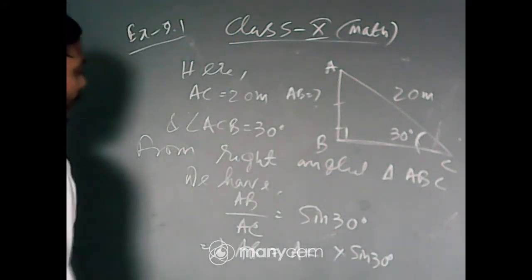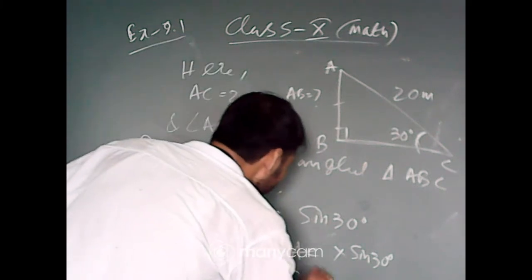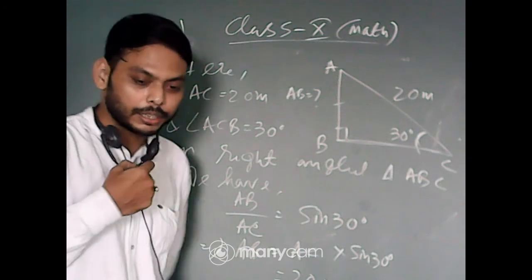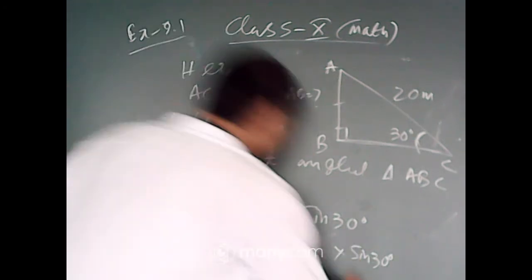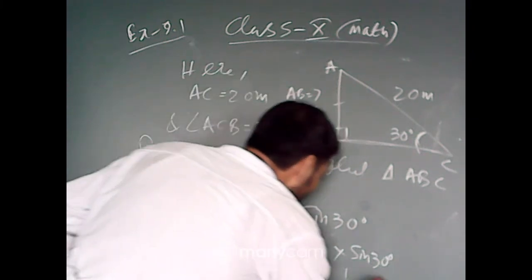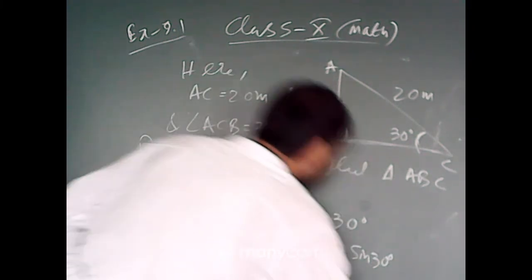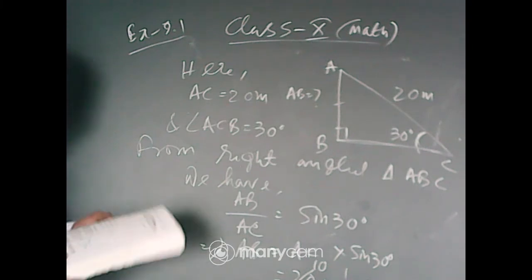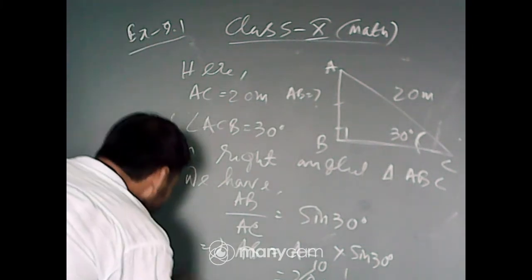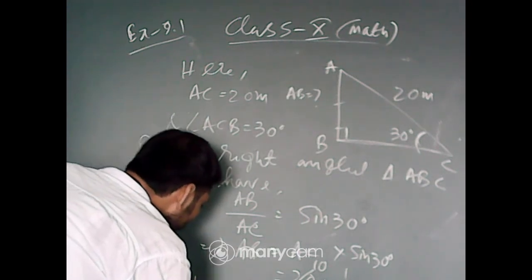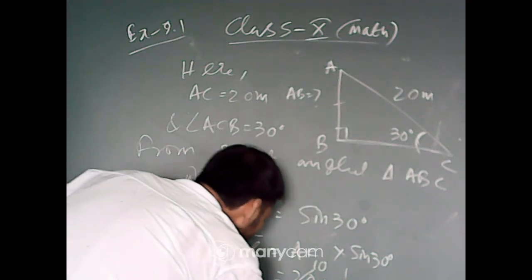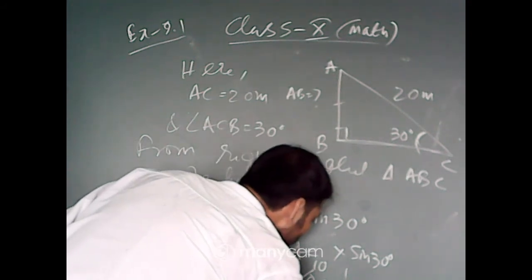Now put the value of AC, that is 20 into sine 30, which means 1 by 2, very good. So after cancelling, it will give you 10 and the unit will be meter. So the height of the pole, therefore the height of the pole, that is 10 meter.